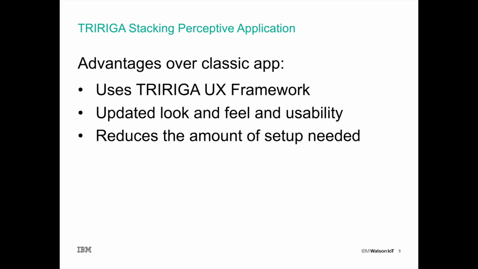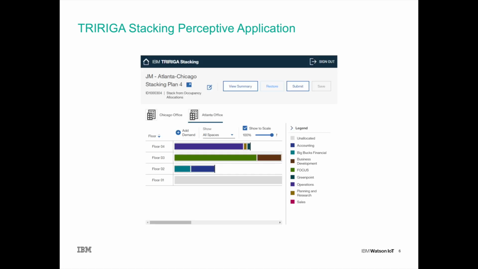In the classic TRIRIGA stacking application, you would need a lot of setup, especially since it was very tied to the SFP module. Now for this app, you could just choose a building, choose floors, multiple buildings, multiple floors, create a stack plan and do scenarios based off of that.